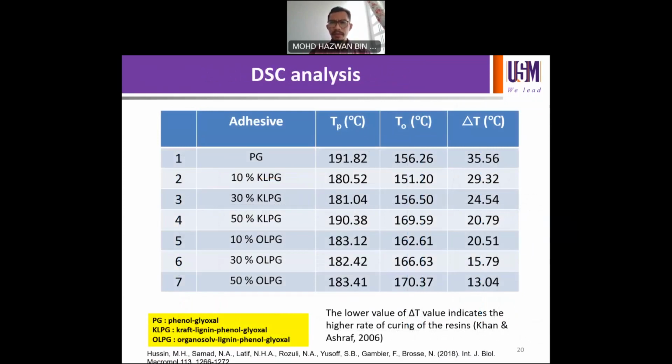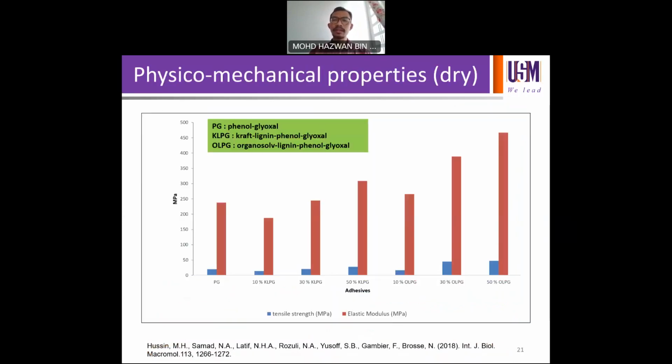We also proceeded with a thermal analysis. From the thermal analysis, as we increased the percentage of lignin substitution, the delta T, the change of temperature, decreased. A lower value of delta T indicates a higher rate of curing of the resin. It means that the curing will become faster. And it so happens that 50% organosolv lignin phenol glycol produced the lower delta T values.